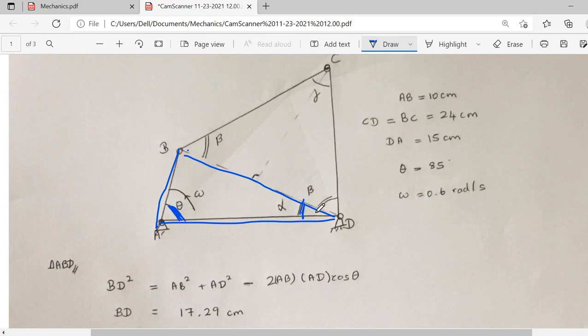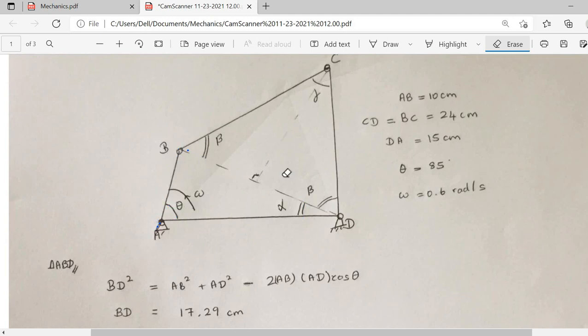So when we are using the sine rule, we need to know the value of BD. From that we can find that BD over sine theta would be equal to BA over sine alpha. So for that we need to find the value of BD first.